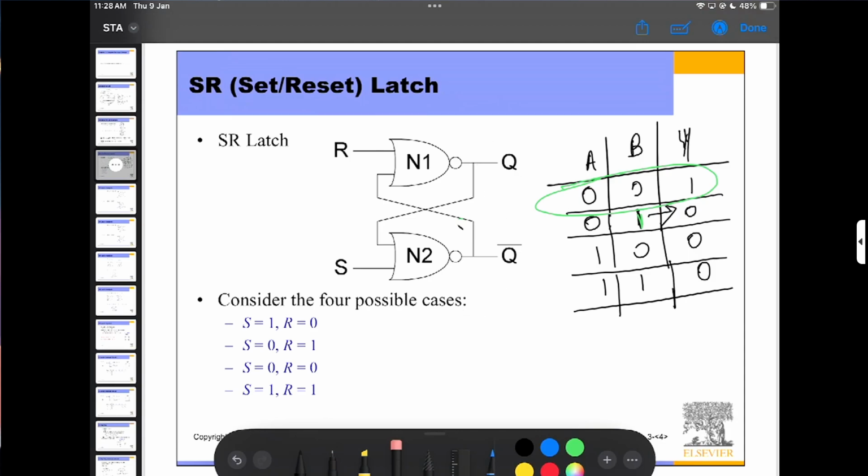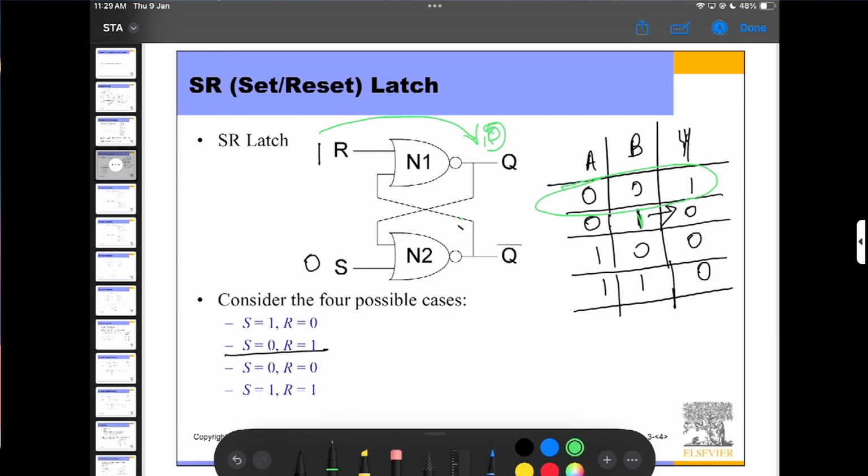So now I analyze this part. Basically S is equal to 0, so here is 0 and here is 1. Now see, if one of my inputs is 1, then what is my output? If one of my inputs is 1, then my output is 0.